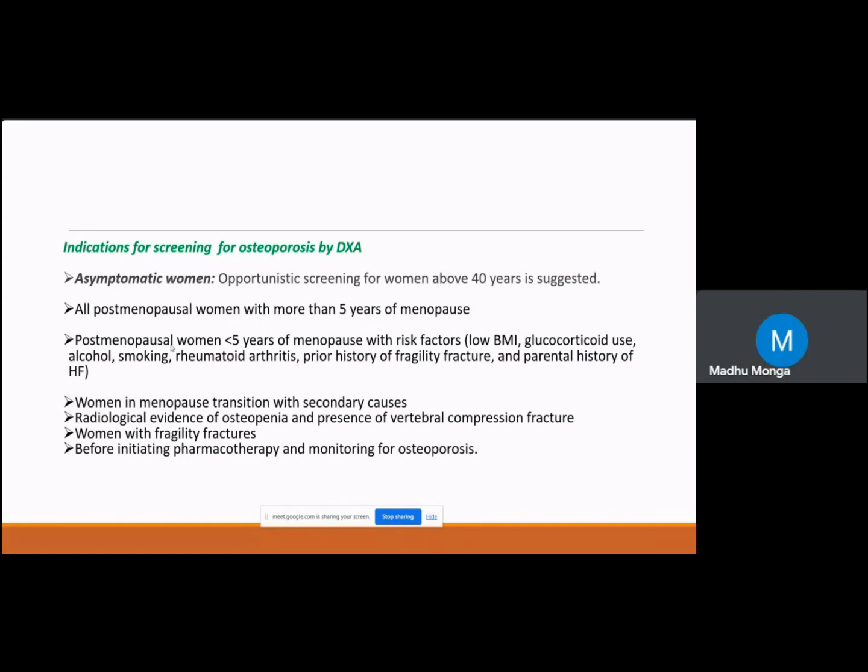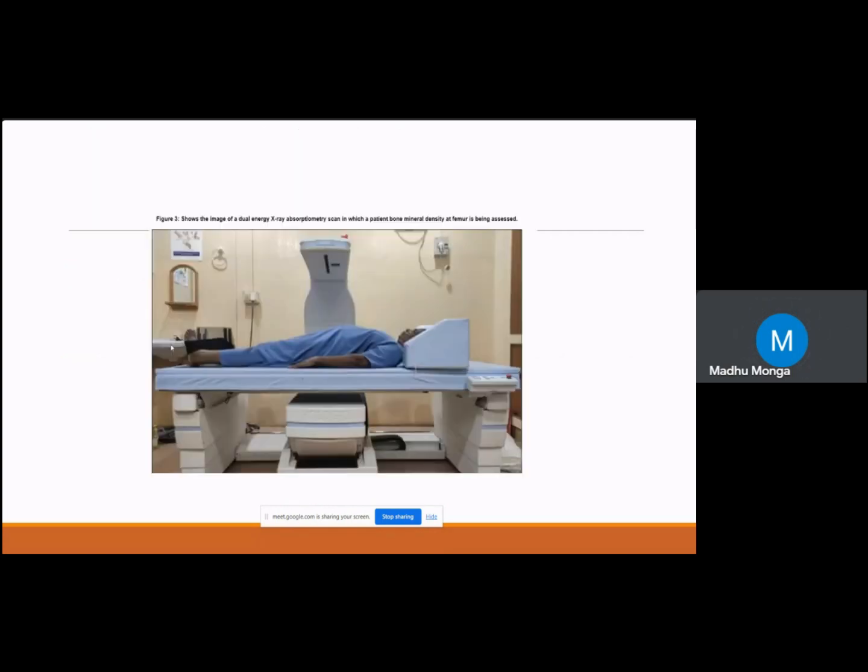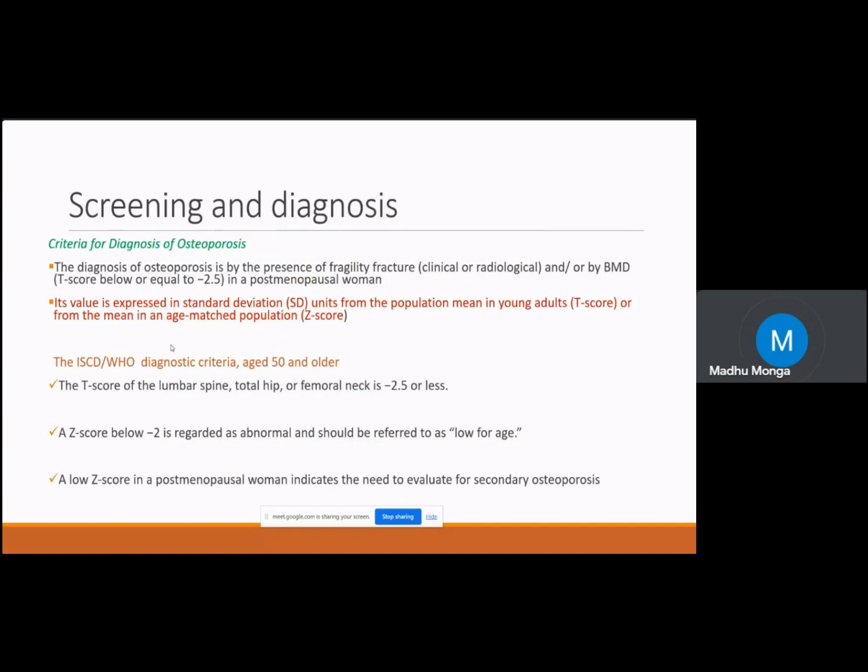And before we decide that we need to start pharmacotherapy, and for monitoring of pharmacotherapy, we need to do a scan. The lowest BMD score is obtained from all the sites. To monitor the therapy, it is essential to do the scan at regular intervals. And if we don't have a central DEXA facility, we call it a peripheral DEXA scan, which may be used as a mass screening tool. This is a machine where we see that the bone mineral density at the femur is being assessed. It is a simple machine.